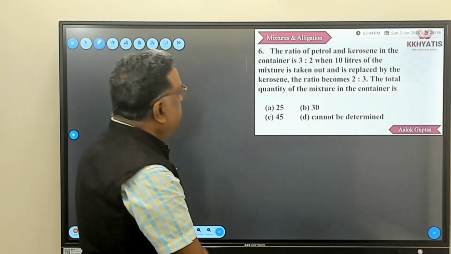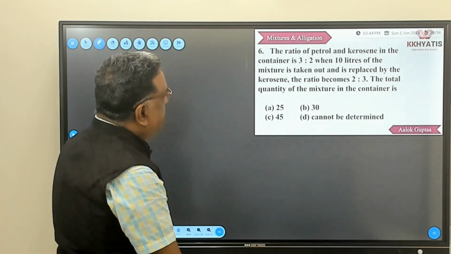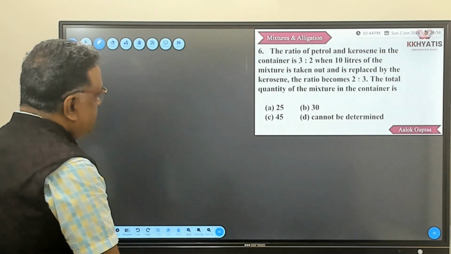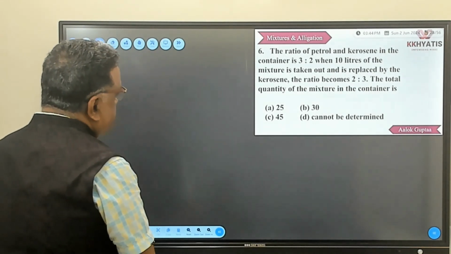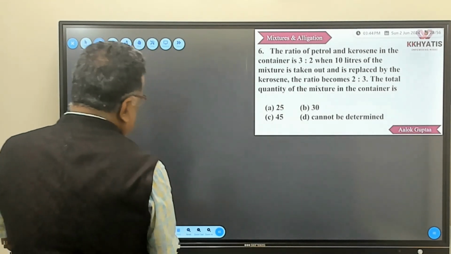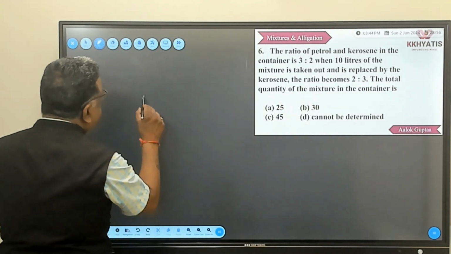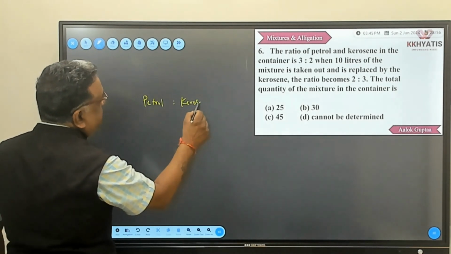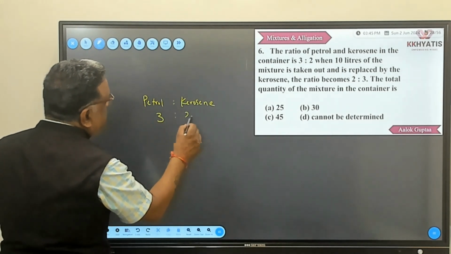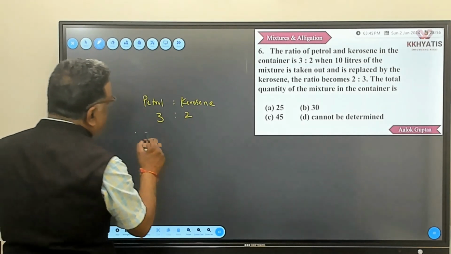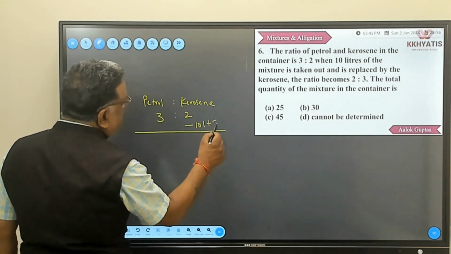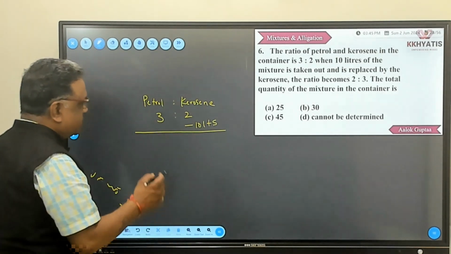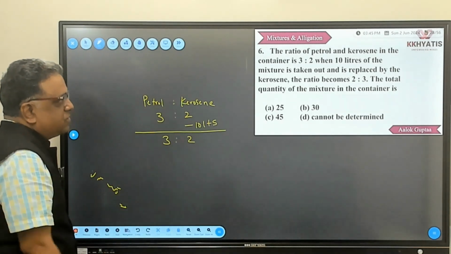The ratio of petrol and kerosene in the container is 3:2. When 10 liters of mixture is taken out and it is replaced by the kerosene, the ratio becomes 2:3. The total quantity of the mixture in the container is, so that is petrol and there is kerosene. They are in the proportion 3:2. Now I am taking 10 liters of mixture out. So if I take 10 liters of the mixture out, the proportion of petrol and kerosene will not change because I have taken the entire mixture out. It will still remain 3:2.